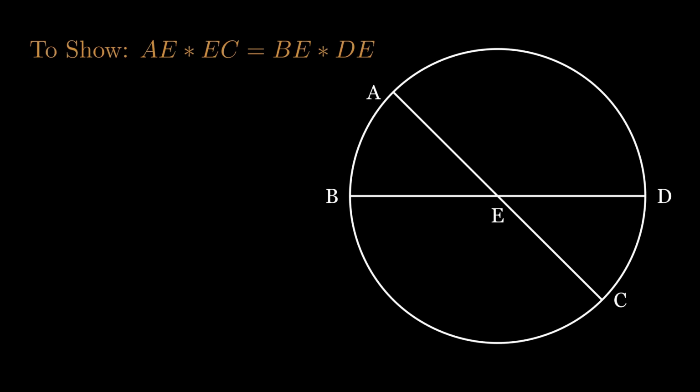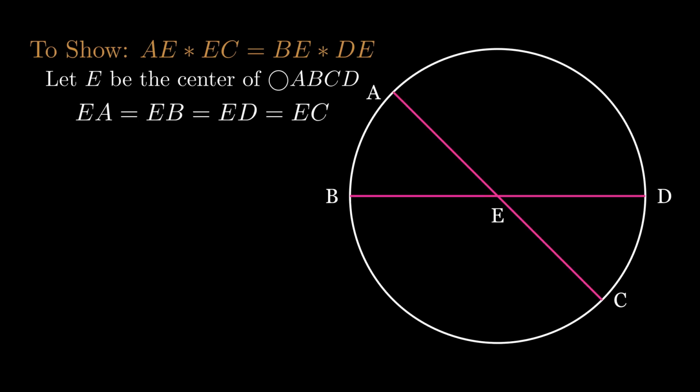There are two cases. The first is when the intersection point is the center of the circle, as so. Then EA is equal to EB, which is equal to ED, which is equal to EC, because they are all radii of the same circle. So clearly, EA times EC is equal to EB times ED.